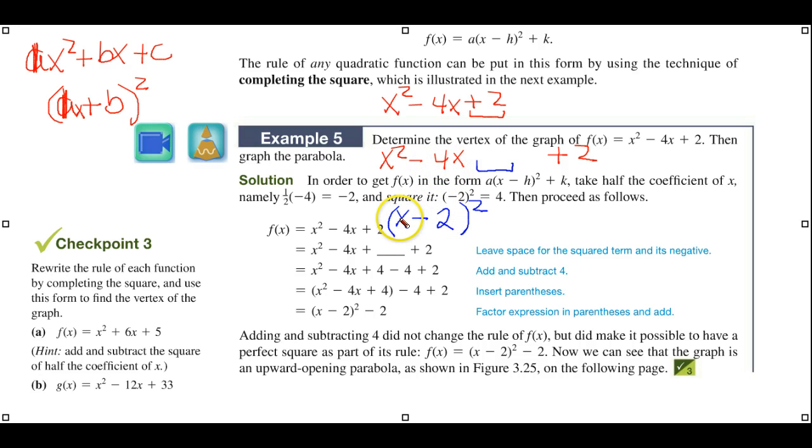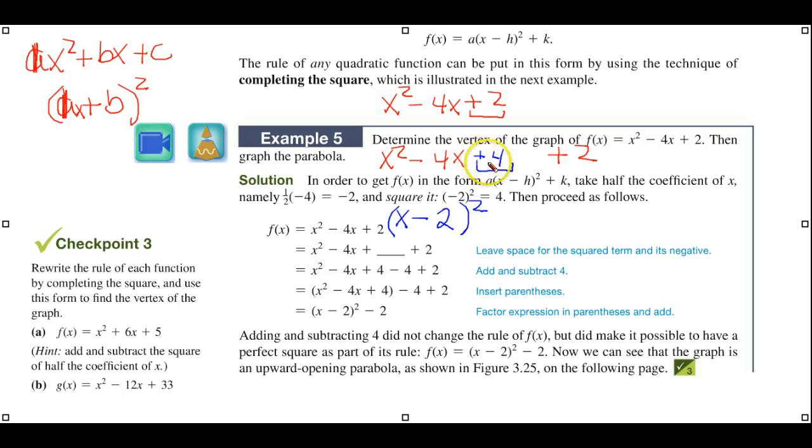So now if we square this, we'd get that. Multiply these two together, double it, we get this. So again, we're taking half of the negative 4 to get our negative 2. Now to get our new C term here, what do we need to do? Well, we need to square this term. Negative 2 times negative 2 is a positive 4.